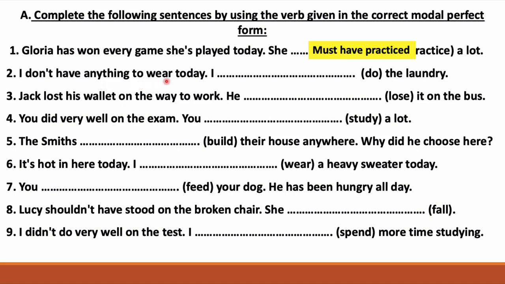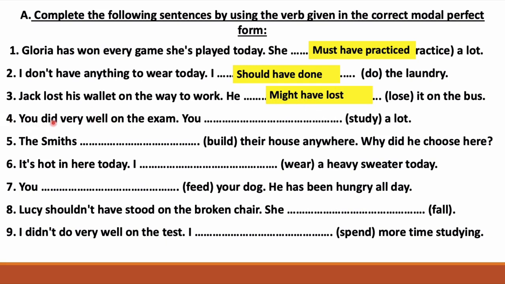Number two: I don't have anything to wear today. I do the laundry. The answer is I should have done the laundry, but I didn't. That's why I don't have anything to wear today. Number three: Jack lost his wallet on the way to work. He lose it on the bus. The answer is yes, he might have lost it on the bus. Here we have possibility. Are we sure? No, we are not. So it is possible that he lost it on the bus. So might have, or could have, or may have. Here we have possibility in the past.